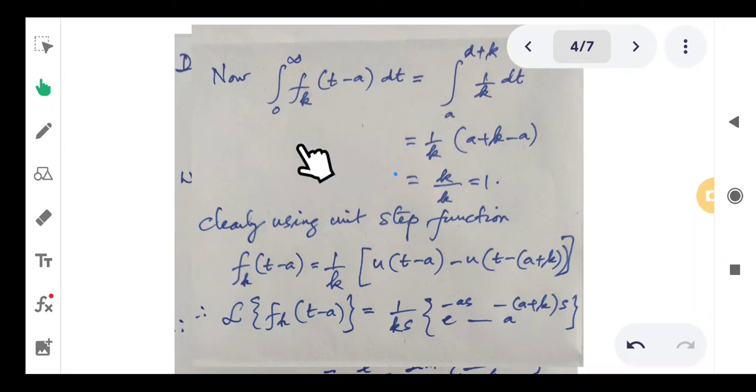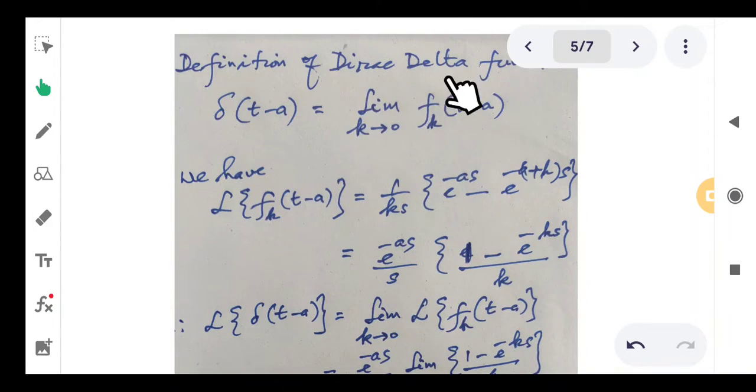Now we define Dirac's delta function. Dirac's delta function δ(t − a) is the limit of f_k(t − a), where k tends to 0. So from the examination point of view, you first have to define f_k(t − a), and then say that Dirac's delta function is the limit of that f_k(t − a) as k tends to 0. Now we have already seen the Laplace transform of f_k(t − a). When we take e^(−as) outside and bring k inside, it is e^(−as)/s times (1 − e^(−ks))/k.